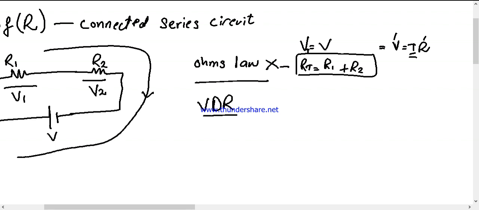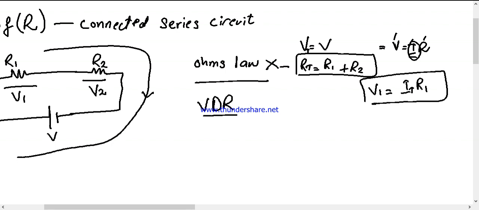So when we get the current, we put in the resistance R1 and the current IT, and then we get V1. For this whole procedure we first have to calculate the overall resistance, then we have to calculate the overall IT, and then in the third step we can calculate V1.